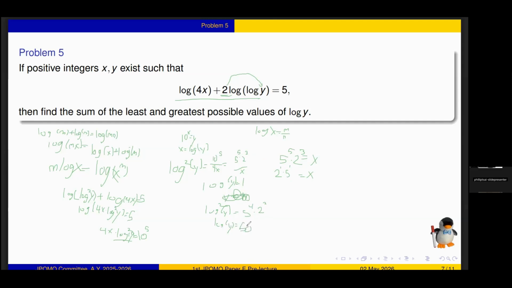And so we have these two values, right? We just need to find the sum, which is 51. And I think that is the answer. Let me check. Yeah, you're right. Yeah. The answer is 51. Does anybody have any questions? Okay. In that case, I'll move on to the next question.